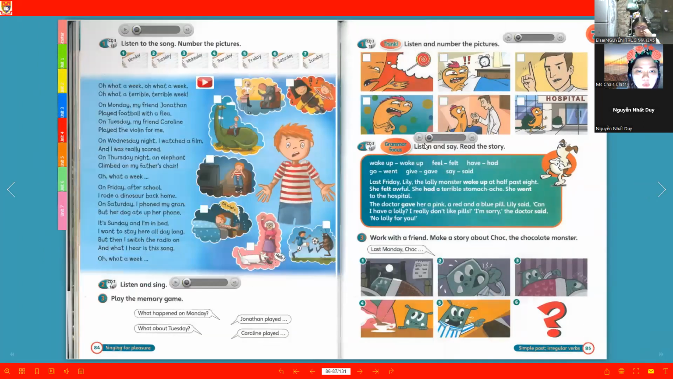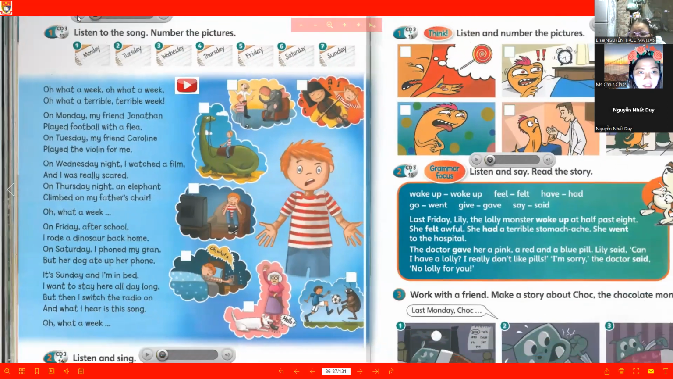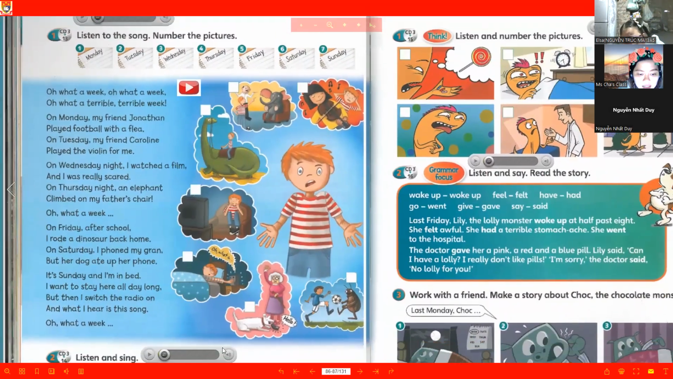So how about in this one? What you're going to do here is listen. On what a terrible week. Elsa, what do we mean by terrible? Terrible is very, very bad. You are right. So in here, we're going to listen to the song, and you're going to number the pictures. We are just going to play the audio file so you can put numbers as you listen. All right. First, let's listen.